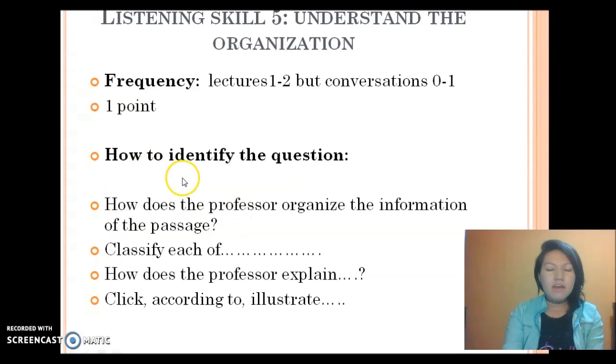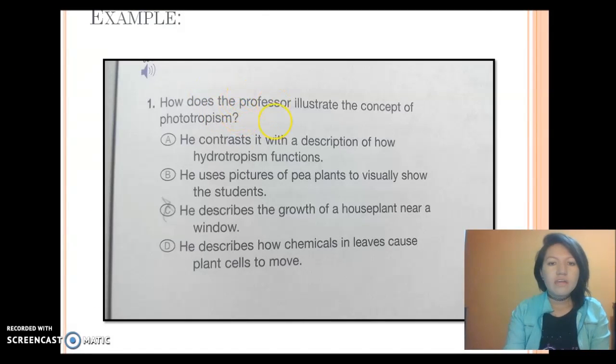So how can you identify the question? You will see the following statements. How does the professor organize the information of the passage? Classify each of. How does the professor explain, connect, or illustrate? Okay, now we are going to see an example. How does the professor illustrate the concept of phototropism? So one suggestion to answer this question is to think about how the passage is organized, if it is a contrast, a comparison, a cause effect, and so on.